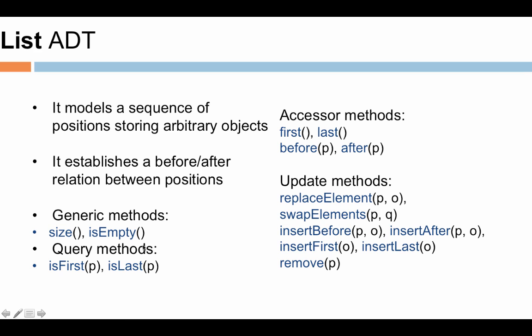What are the query methods? You can give a location and ask, is this the first location? Similarly, you can give a location called p in this example, the variable p, and you can ask the query whether this is the last location, which means it must not have a successor if it is the last element. What are the accessor methods? You can ask for the first position and the last position. In other words, first and last will return pointers to the first position and the last position.